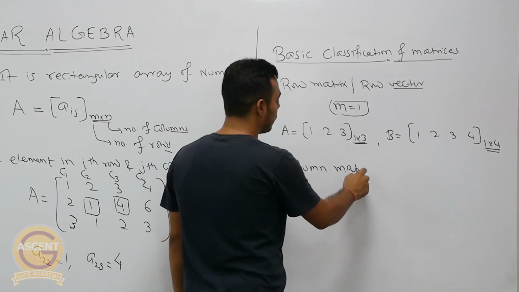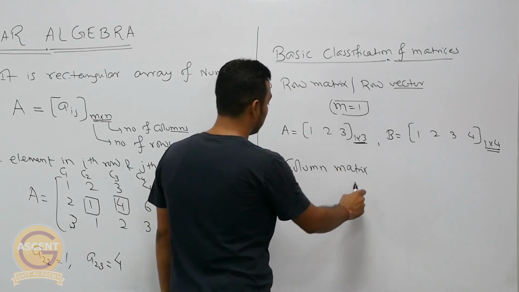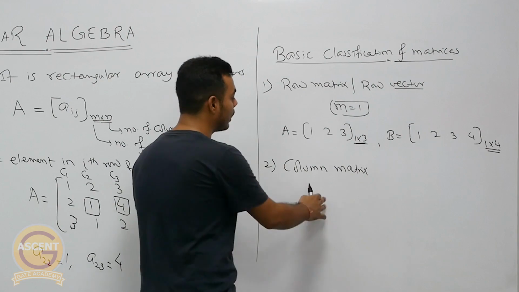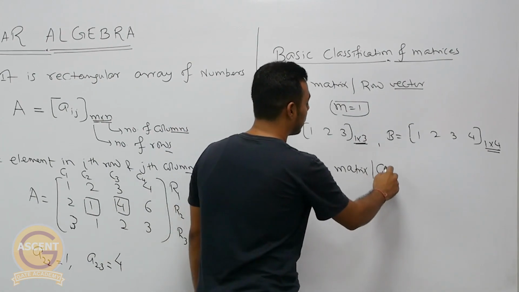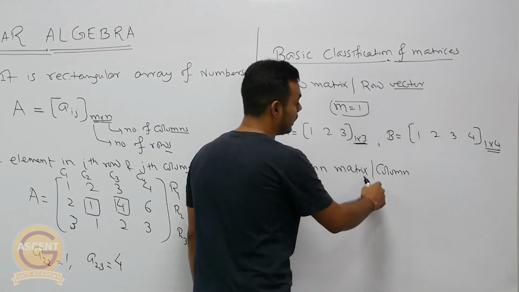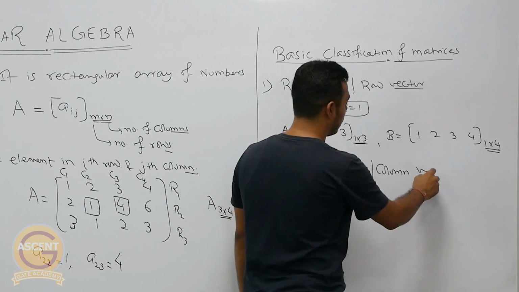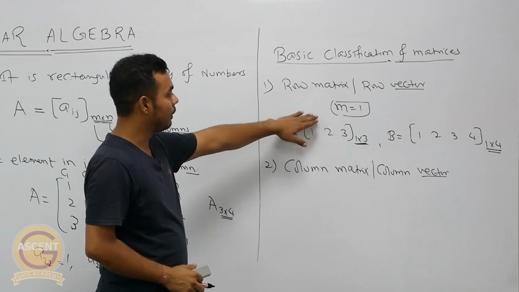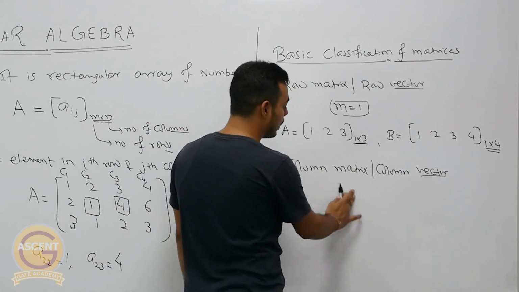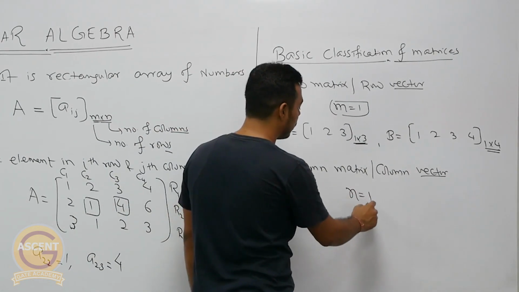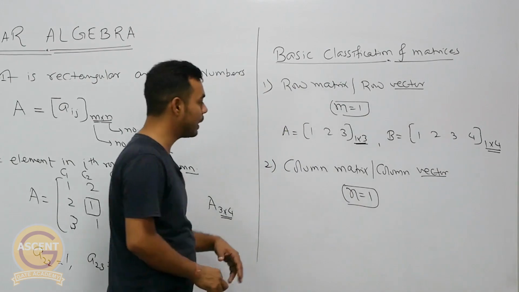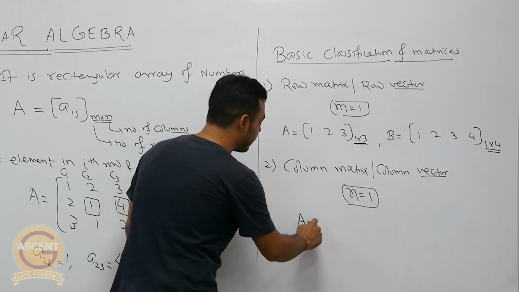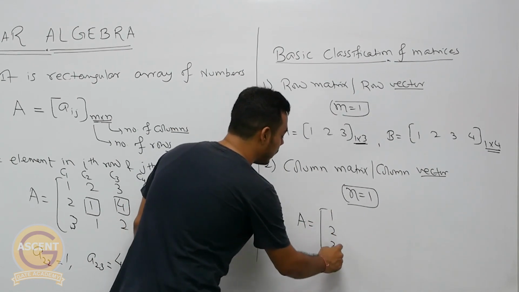The second one is the column matrix. Now it is obvious from the name: if a row matrix has only 1 row, then a column matrix will have only 1 column. A column matrix is also called a column vector. Row matrix and row vector are the same thing, and column matrix and column vector are identical. Now if the number of columns, which we represent by n, is 1, then the matrix is called a column matrix or column vector. So for example, suppose I have a matrix 1 2 3.